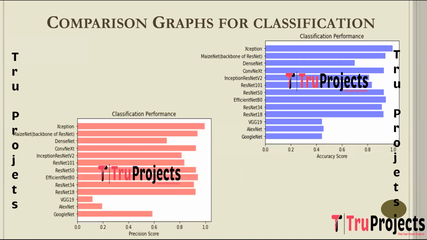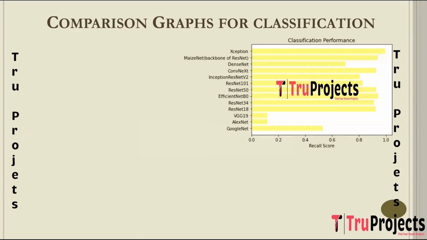This is the precision score comparison graph. It evaluates the accuracy of positive predictions made by the model. It is the ratio of correctly predicted positive instances to the total instances predicted as positive. This is the recall score comparison graph. Recall measures the ability of the model to capture all positive instances. It is the ratio of correctly predicted positive instances to the total actual positive instances.